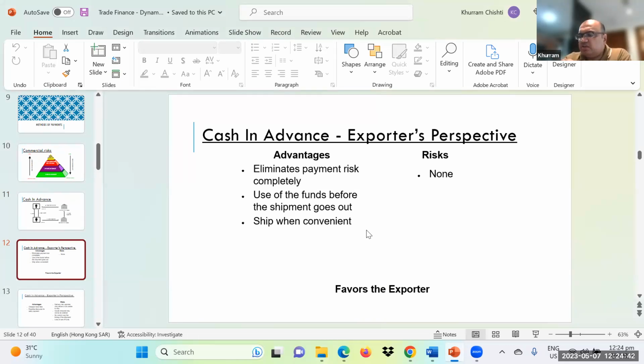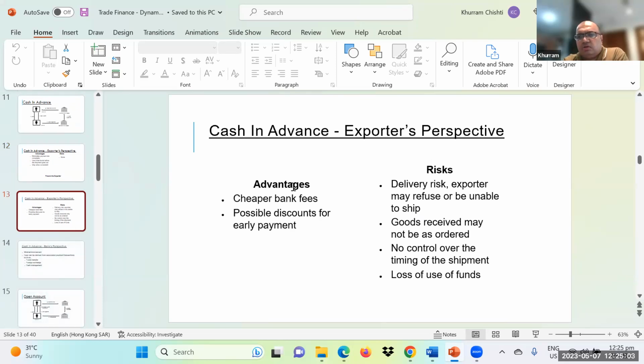Now I'm under no obligation to ship it right now. Usually the date is decided. If you give me the money, usually you give me a particular date: the Eid season is coming, the Diwali season is coming, the Christmas season is coming, year end is coming, and I will need to ship. You can decide this with the seller. There are no risks because you've got the money in advance.